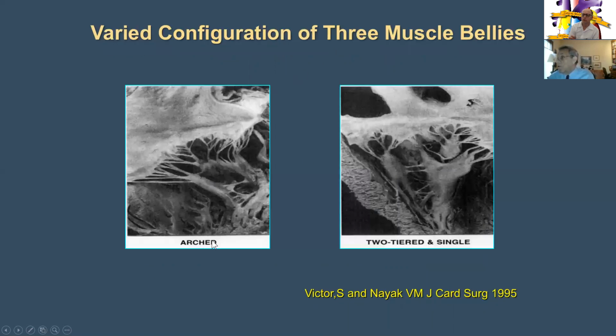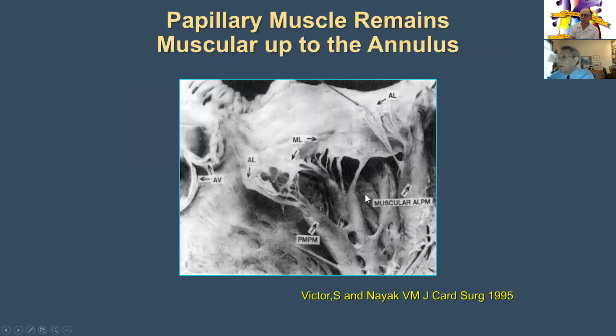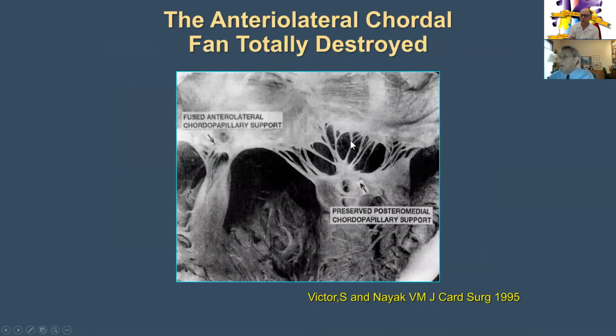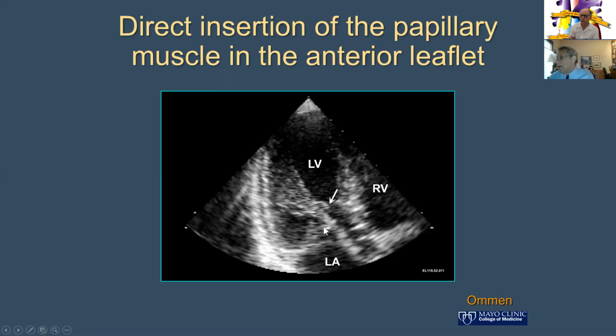Here's another one where there are three bellies, 1, 2, and 3, and again in this view, two-tiered and then a single one. So multiple three-bellied papillary muscles. Here's one where there is near attachment to the annulus. And here, anterolateral chordal fan totally destroyed. Here it tends to make it look actually totally attached to the leaflet. Here is an echocardiogram where the papillary muscle is directly attached to the mitral leaflet.